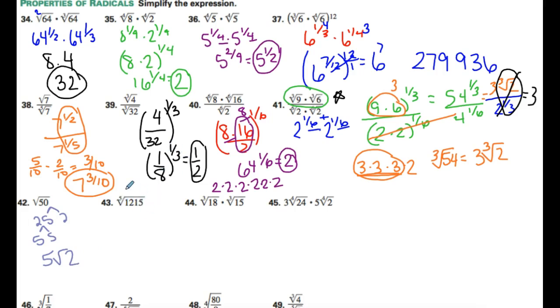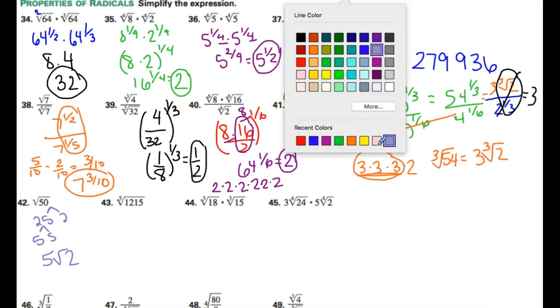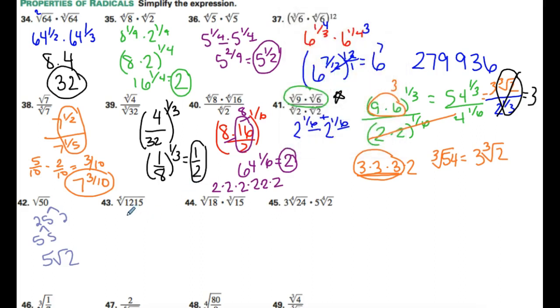The fifth root of 1,215. I don't know a ton of numbers that go into 1,215, but I know 5 has to because it ends in 5. So 5 goes into 12 2 times with 2 leftovers. 5 goes into 21 4 times with 1 leftover. 5 goes into 15 3 times. There I know that 3 is going to go in. 3 goes into 24 8 times, and 1.